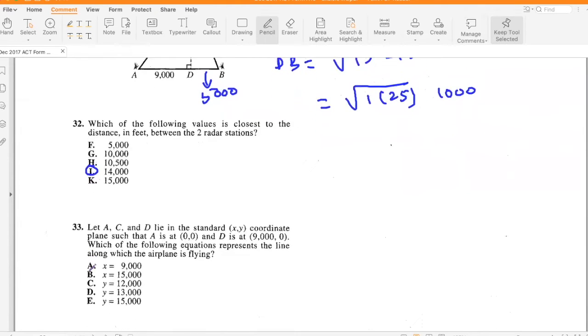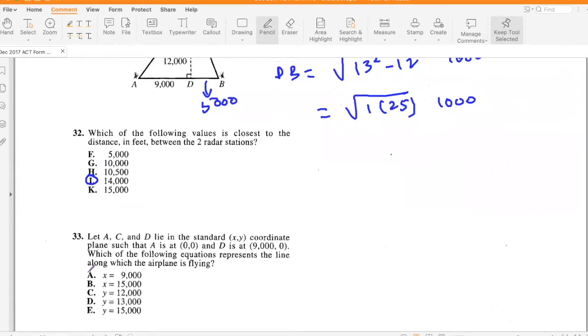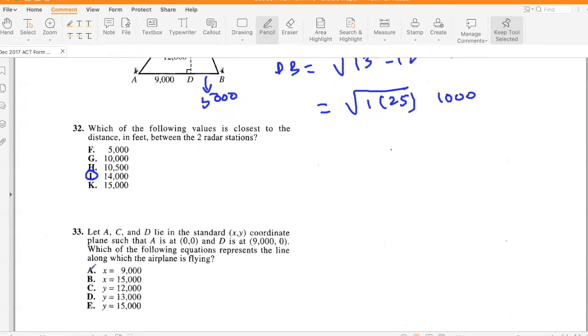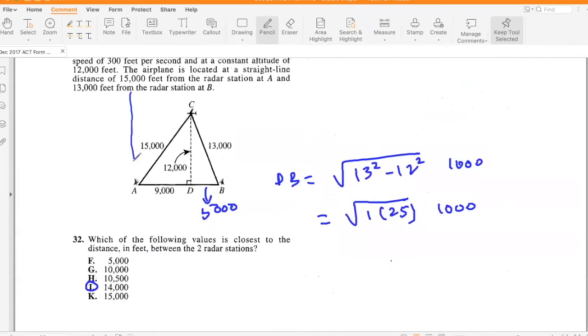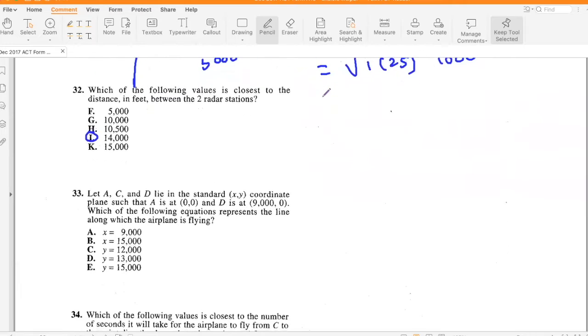Let A, C, and D lie in the standard XY coordinate plane such that A is at (0, 0) and D is at (9,000, 0). Which of the following equations represents the line along which the airplane is flying? Okay, so I'm making a coordinate plane like this. A is the origin. So the line along which the plane is flying, that is y equal to 12,000, because it is a constant horizontal 12,000 from the x-axis. So y is 12,000.